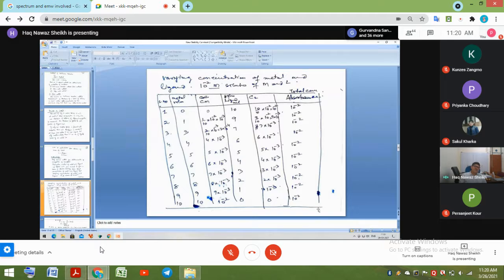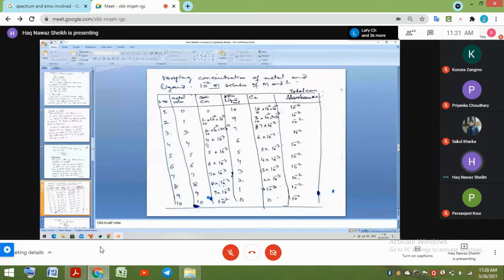So once you determine the lambda max, fix the spectrophotometer on that particular lambda max and determine the absorbance of each of these solutions, which have been prepared by changing the concentration of metal and ligand while keeping the total volume and total concentration constant. In the second tube, you have 1 milliliter of the metal solution and 9 milliliter of the ligand solution. So the concentration of metal plus ligand is 10 raised to the power minus 2. Then 3 milliliter of the metal and 7 milliliter of the ligand.